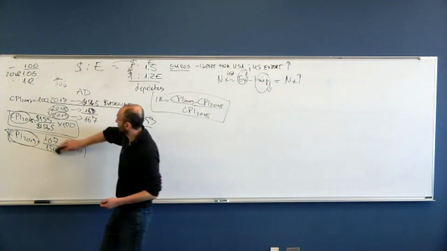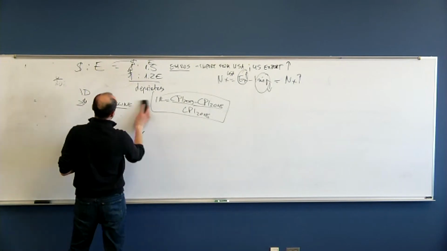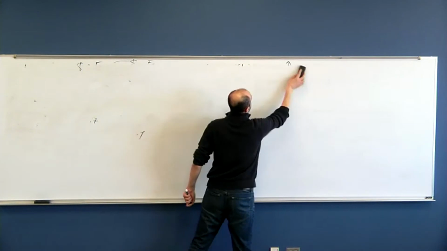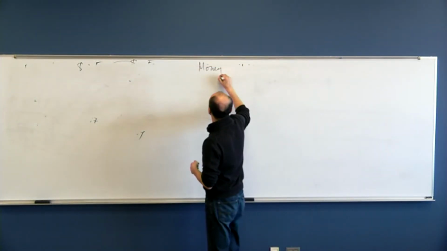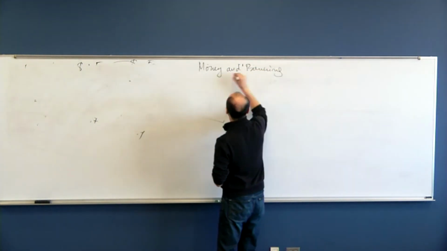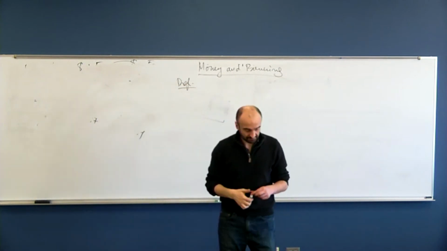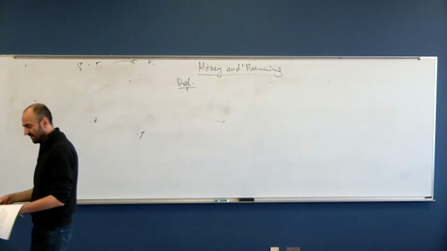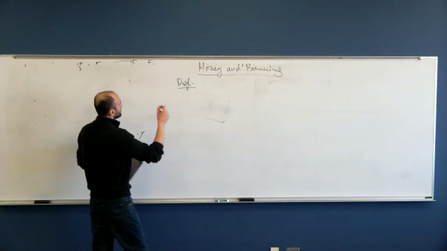So we're going to move very swiftly to money and banking today. We're going to try to do the almost impossible, which is to cover the basics of money and banking in two class sections. We'll start with the definition of money. What is money? The easiest definition is that money is a universally accepted medium of exchange.